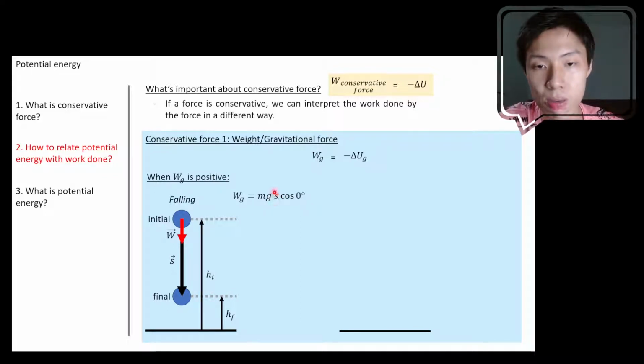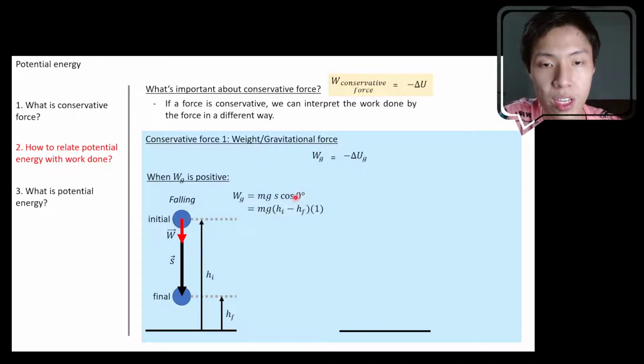To make the magnitude of displacement positive, we take the larger value minus the smaller value. It's always this way: take the larger minus the smaller. We don't care about the direction, whether it's going downwards or upwards. We just need the magnitude. So we take H initial minus H final to represent the magnitude of displacement. So S is represented by Hi minus Hf, big minus small, whereas cos 0 degrees equals 1 based on trigonometry.